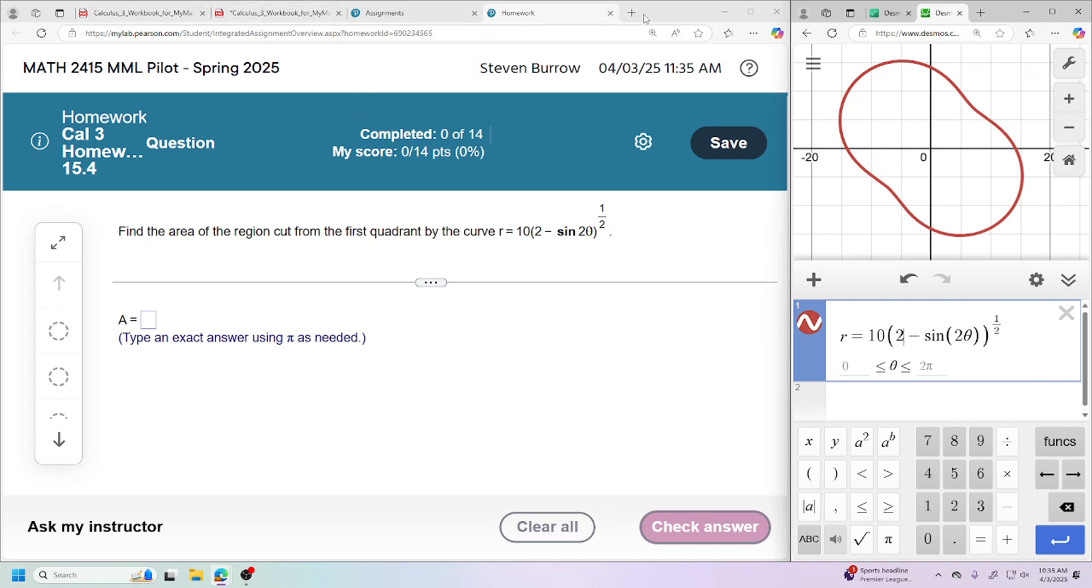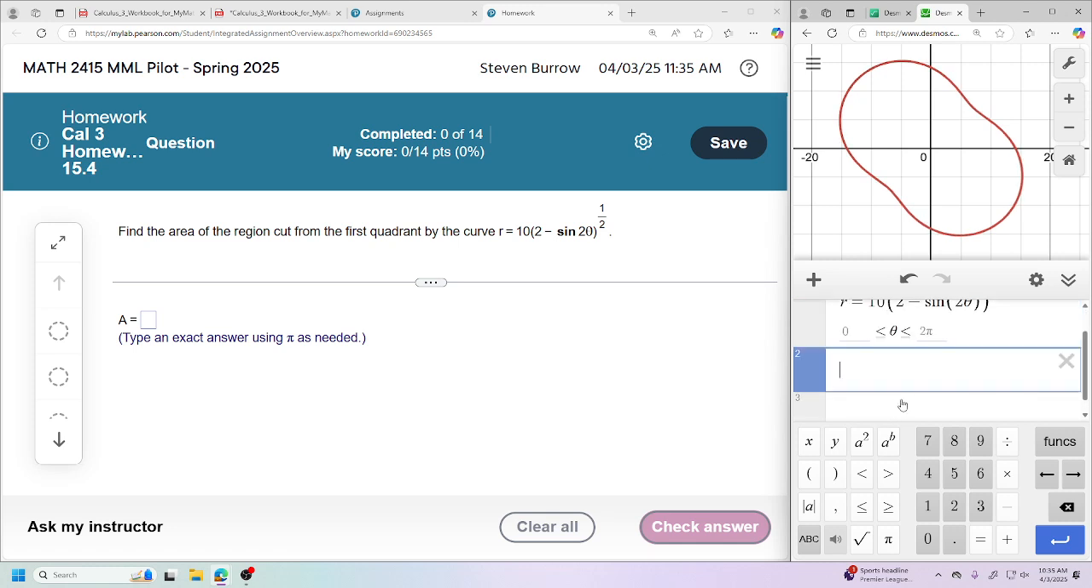Okay. Did you want me to keep cheating, or do you want me to do it by hand? Let's keep cheating, and then we'll do it by hand. Okay. So integral, and what are my limits? Do you think for first quadrant? 0 to pi over 2. Perfect, perfect. And then integral from 0 to this business here. It's a 1/2 of r dr d theta.